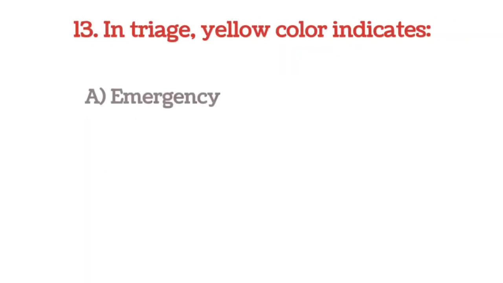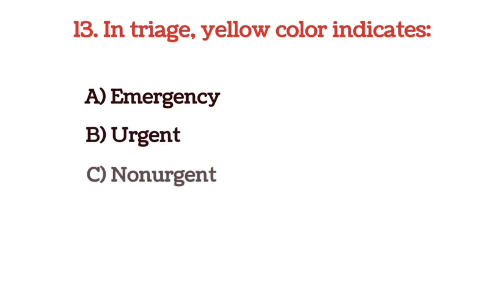In a triage system, yellow color indicates what? The options are emergency, urgent, non-urgent, and dead. And the answer is urgent, option B.